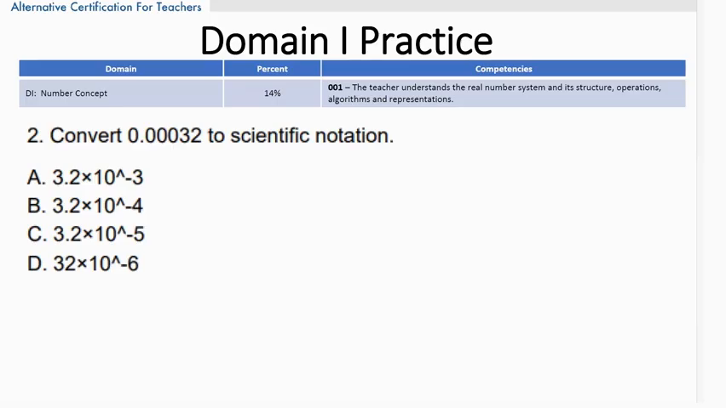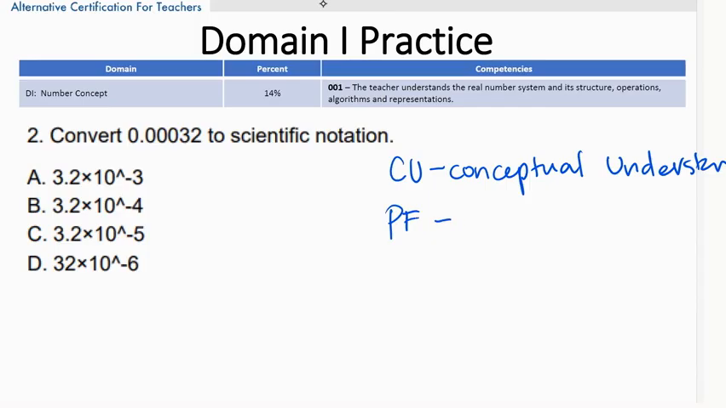Now, this is easy too. What you need to do is your conceptual understanding. The conceptual understanding here, like I said earlier, is you know what's your goal. But your procedural fluency, it's your process. Do not focus on the process. Focus on your conceptual understanding.